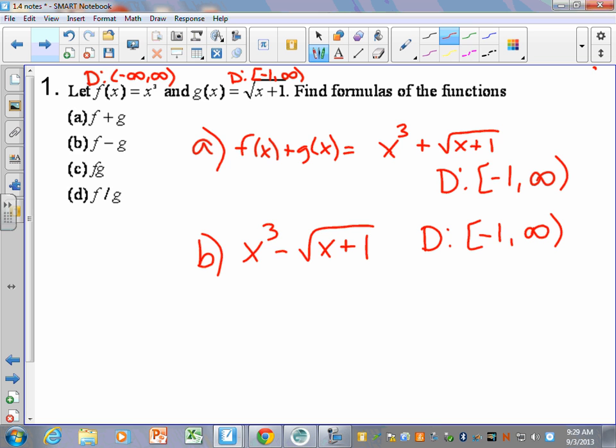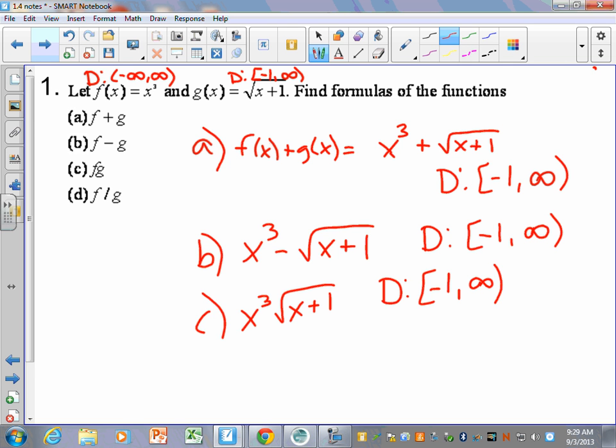What about multiplying these? X cubed times the square root of x plus 1. Can I distribute that x cubed inside that radical there? No. So again, you can't do anything. Some of the ones on your homework you really can. You're going to have to do a little bit of work. But I like to show you this one because you can't do anything. Is my domain still going to be restricted from -1 to infinity? Still going to be restricted. So as long as you got the domain right at the top, we should be good to go here.